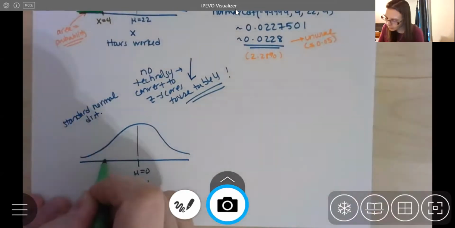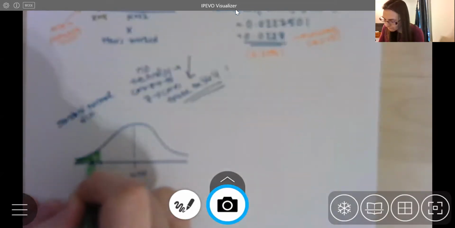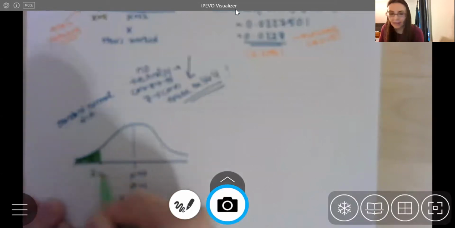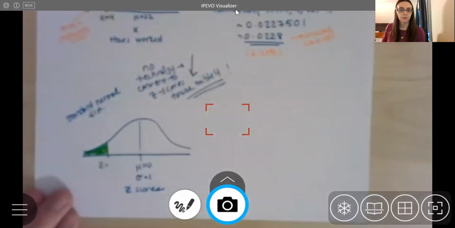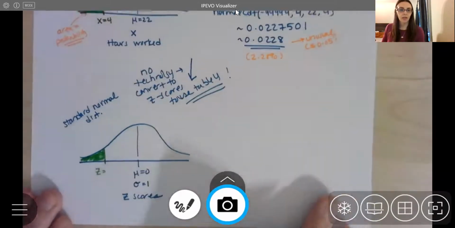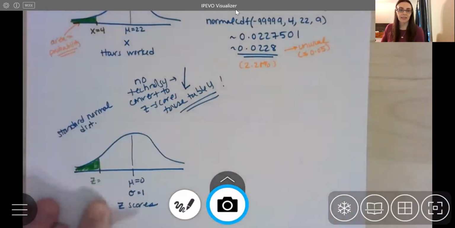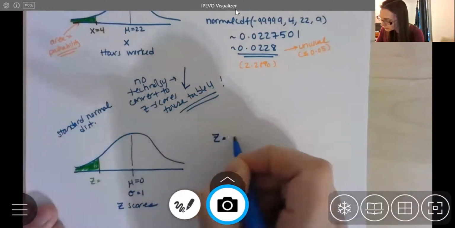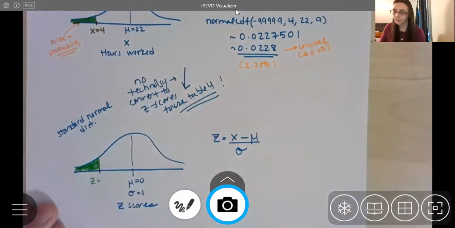So how do I figure out what my corresponding z value is? The picture is going to look the same as above, but instead of having an x value here, I need it in the z value form. Okay, so again, I'm drawing the same picture, but I can't have x equals 4. I need to have a z value there. So the formula is x minus the mean over the standard deviation.